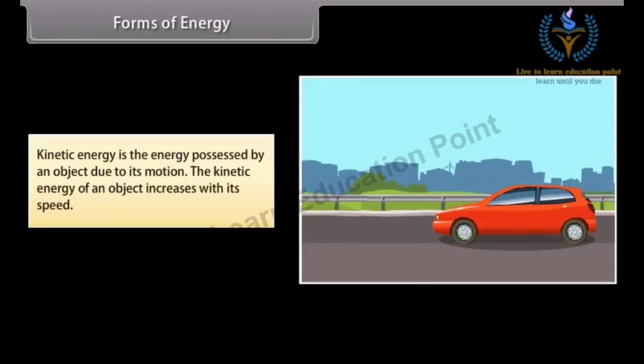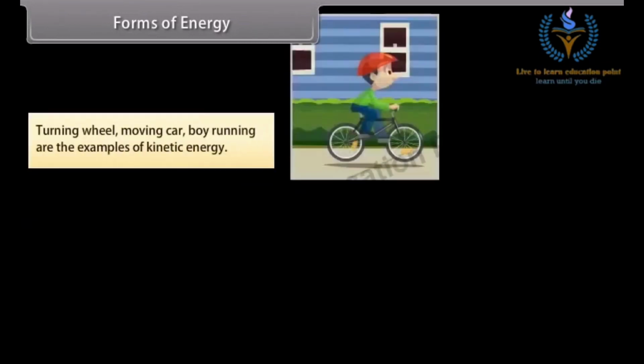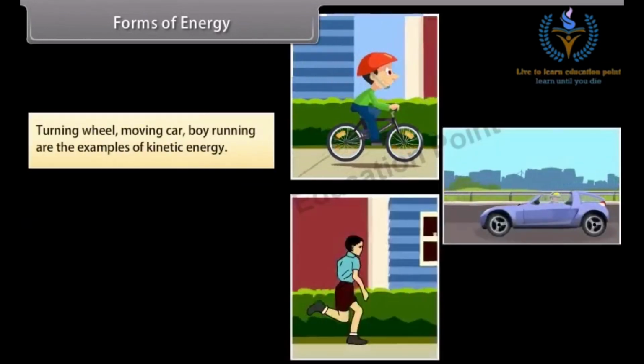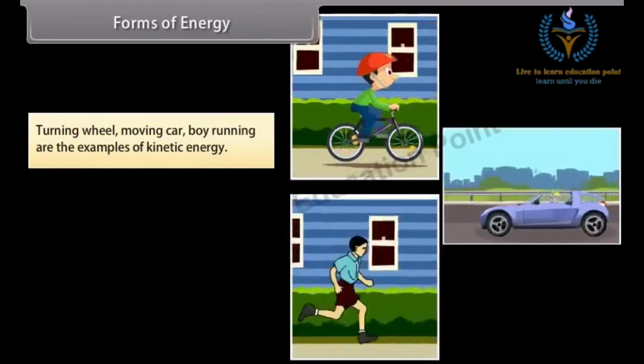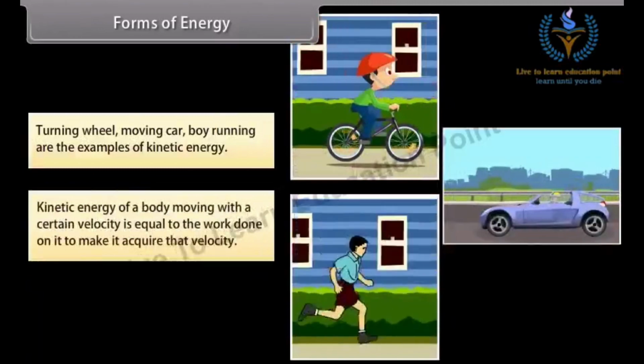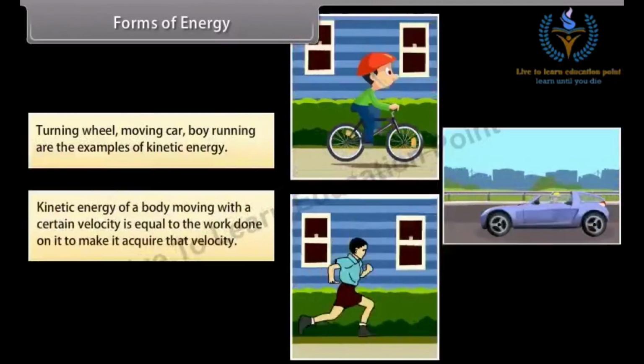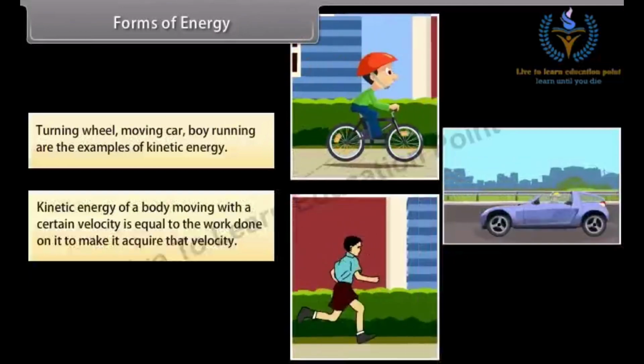Kinetic energy is the energy possessed by an object due to its motion. The kinetic energy of an object increases with its speed. A turning wheel, a moving car, and a boy running are examples of kinetic energy. So we say that the kinetic energy of a body moving with a certain velocity is equal to the work done on it to make it acquire that velocity.